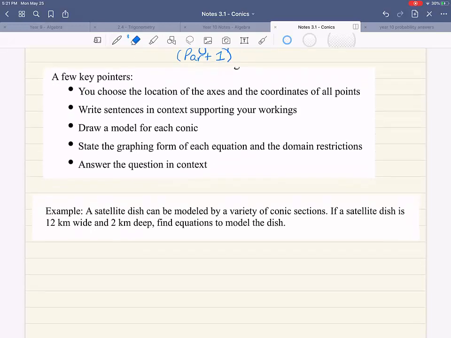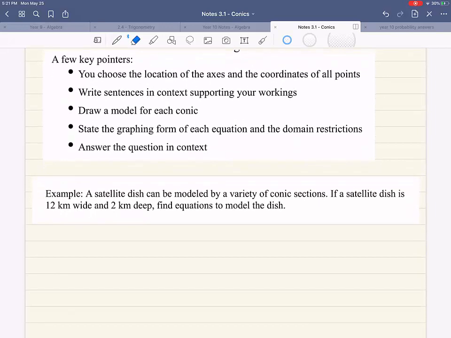The first question that we're dealing with deals with a satellite dish. Now, you don't have to copy this example down word for word. I'm going to basically summarize below it what you need to know. This is the way that the assessment is going to look. It'll give you a problem like this. It says a satellite dish can be modeled by a variety of conic sections. If a satellite dish is 12 kilometers wide and 2 kilometers deep, find equations to model the dish.